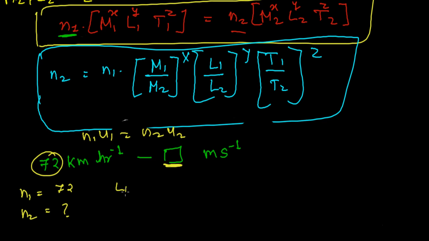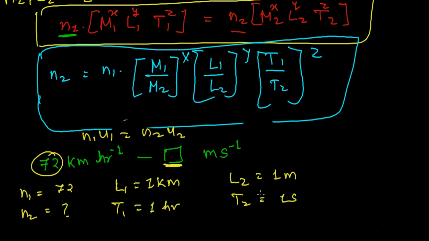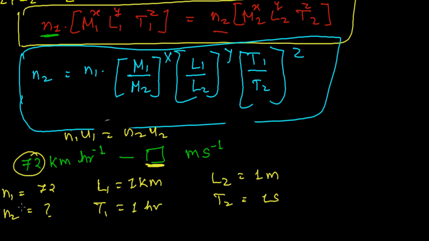Here L1, the length, is 1 kilometer in the base quantities. So in system 1, length is measured in 1 kilometer and time in 1 hour. In system 2, the length is measured in 1 meter while time is measured in 1 second. Now let's calculate the value of n2.